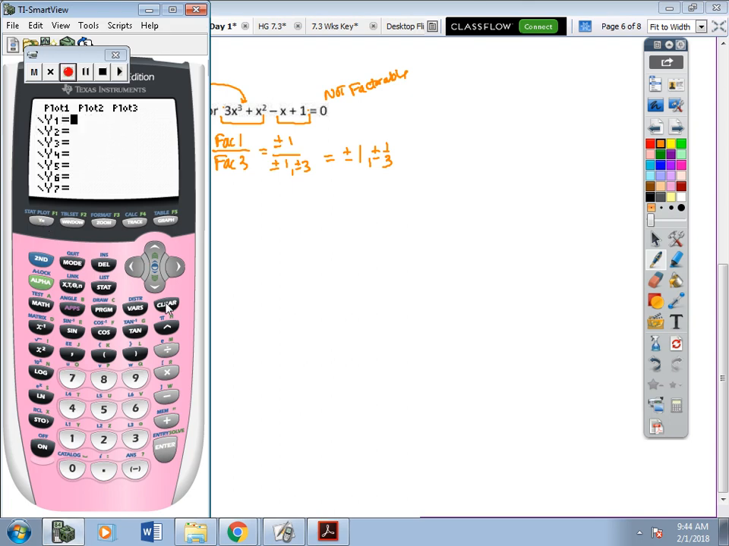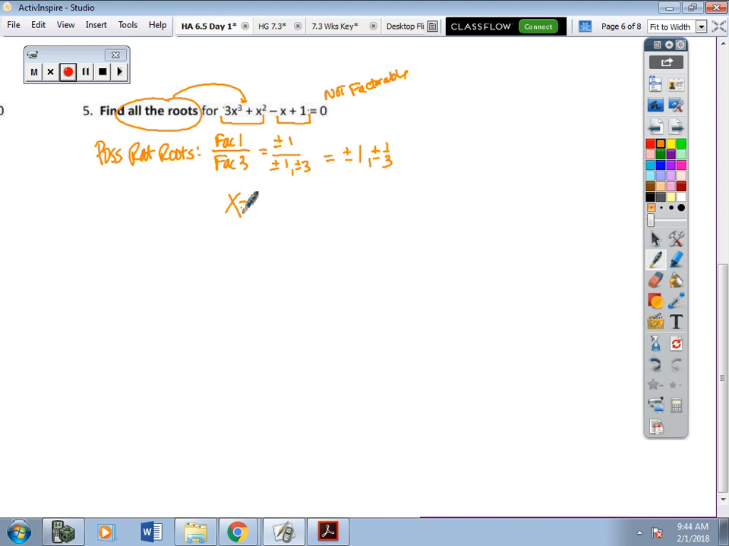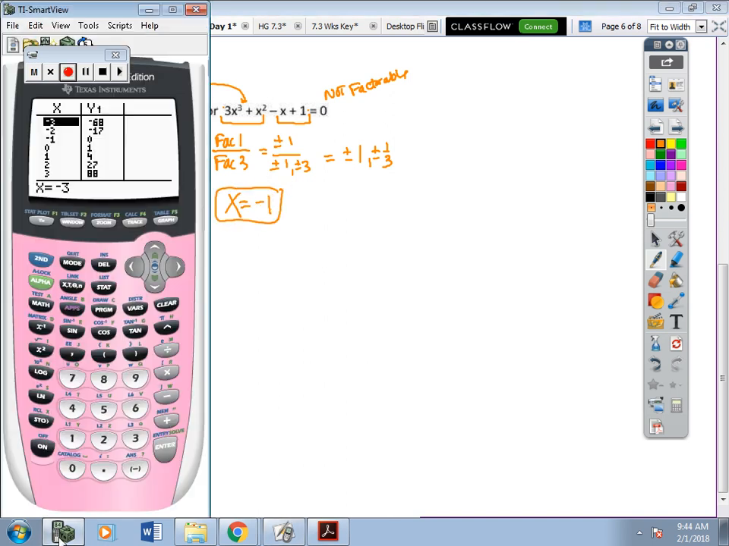So go to our y equals, we'll type this in. You could also do this by hand if you'd like. Go to our table, and we do see that negative 1 is an answer. I would always check and make sure that none of the other ones work. So positive 1 does not work. Check our 1/3 and our negative 1/3.